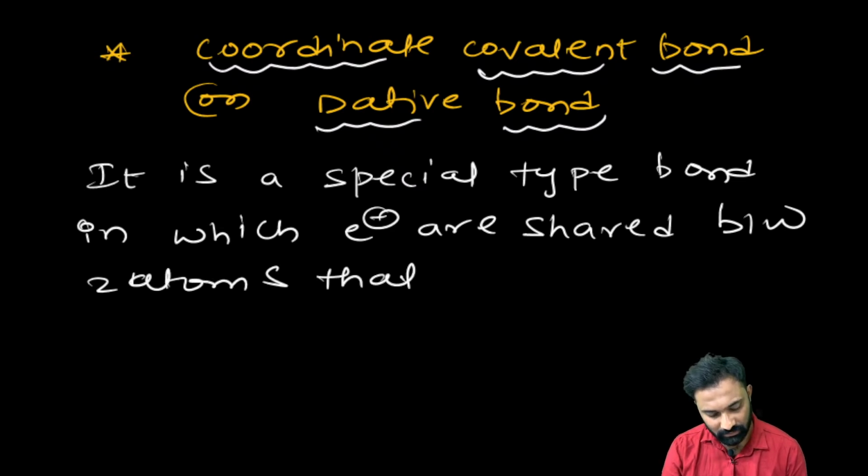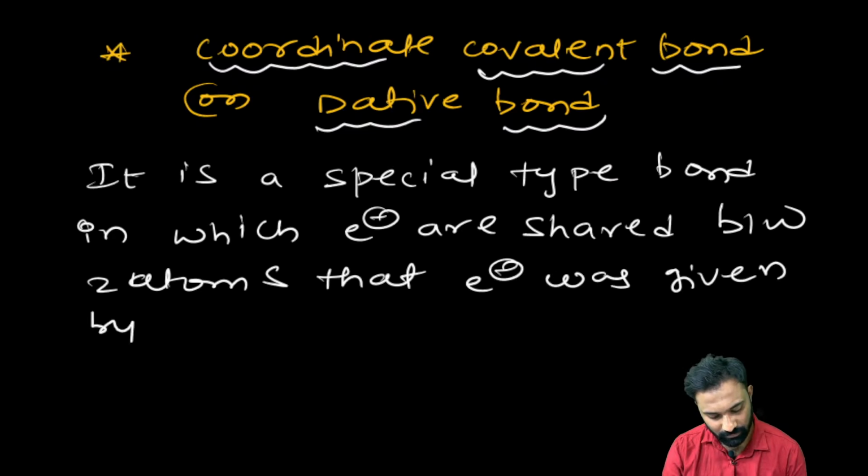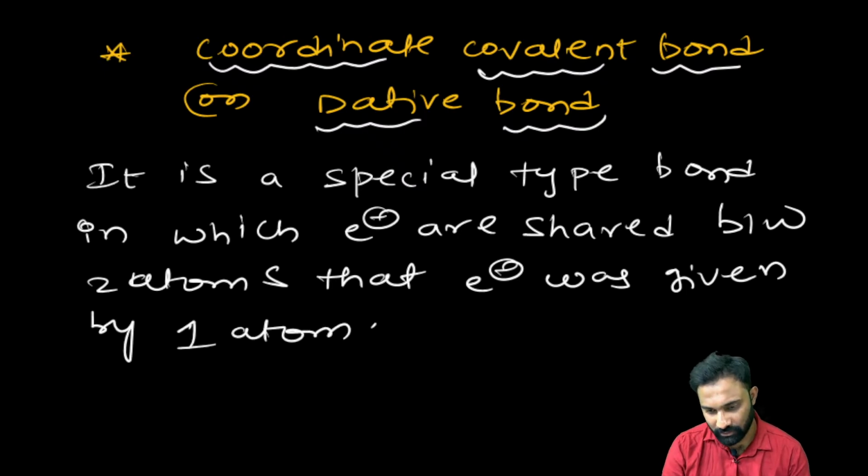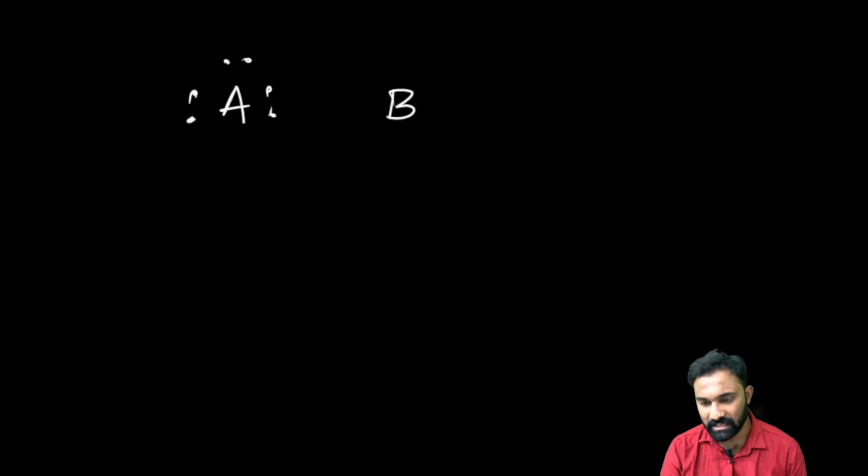That electron was given by one atom. Clear? Sir, we did not understand. Okay, let me explain very clearly. Here one A atom has some lone pair of electrons in this manner, and its octet is completed. Let us see, one B species has come.